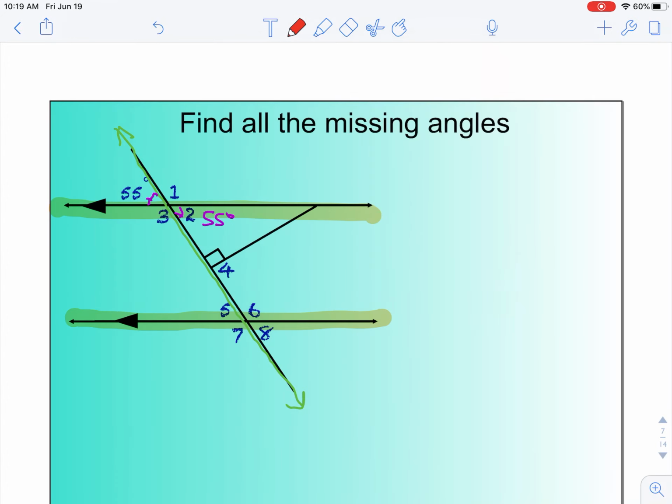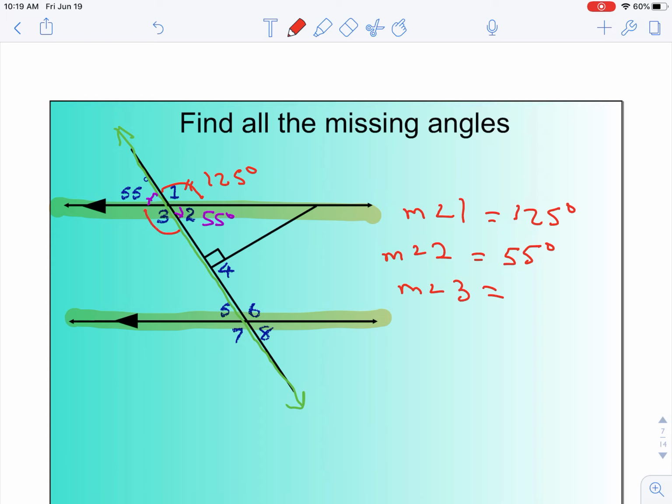So that is going to be 55 degrees. We also know that we could find angle 1 right here because the 55 degree angle and angle 1 are making a linear pair. So that means 180 minus 55 would be 125 degrees. So angle 1 is 125 degrees, the measure of it. And the measure of angle 2 is equal to 55 that we found.